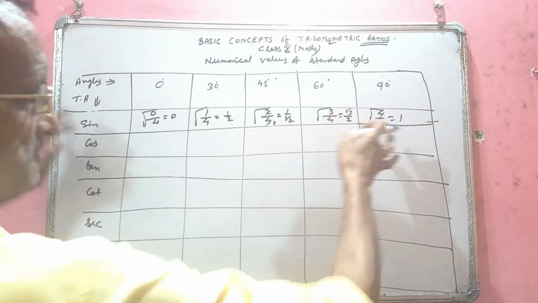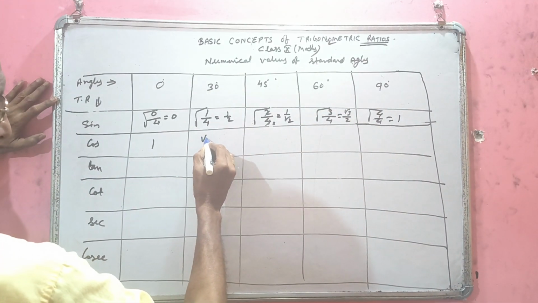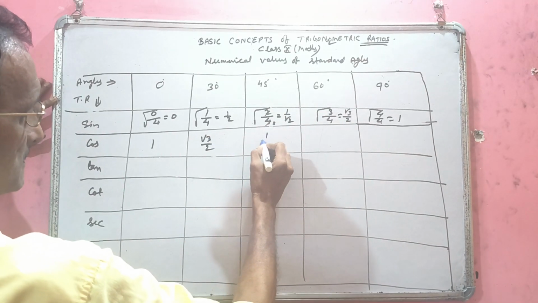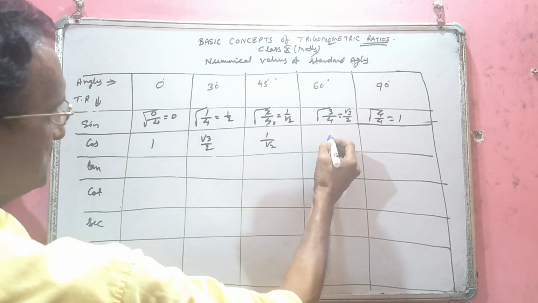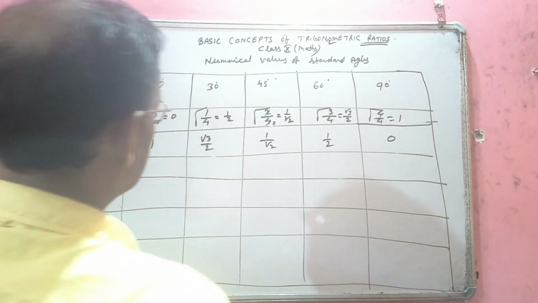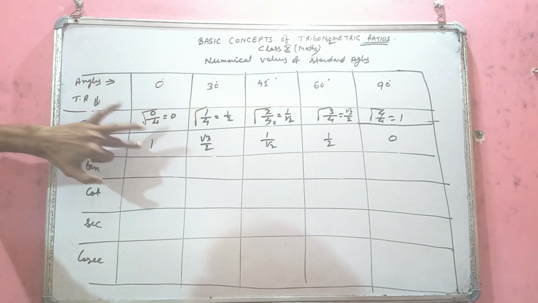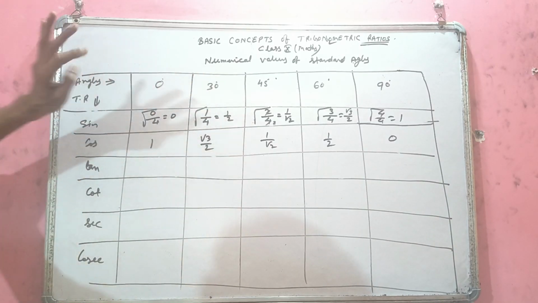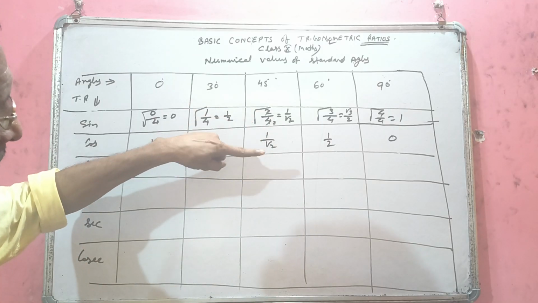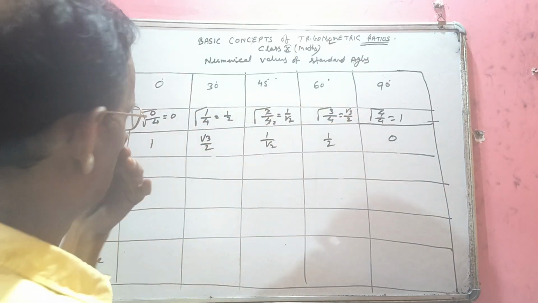Write in reverse order. First will be last. Second will be second last, root 3 by 2. Middle is the middle only, 1 by root 2. Second will be second last, 1 by 2. And first will be the last. What you have got, you know, you have got the numerical value of cos 0 degree 1, cos 30 degree root 3 by 2, cos 45 degree, same value as sin 45 degree, 1 by root 2, cos 60 degree 1 by 2 and cos 90 degree 0.